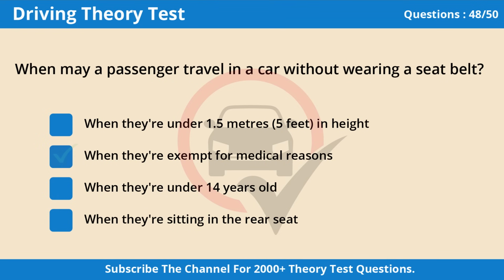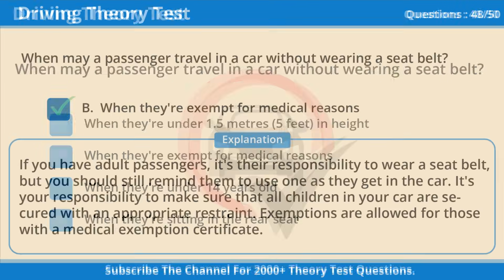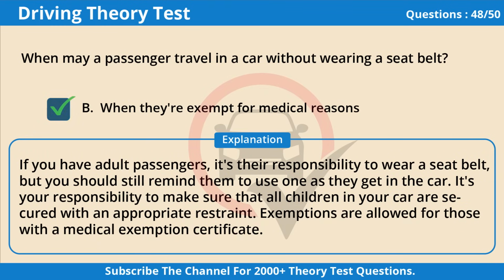B. When they're exempt for medical reasons. If you have adult passengers, it's their responsibility to wear a seat belt, but you should still remind them to use one as they get in the car. It's your responsibility to make sure that all children in your car are secured with an appropriate restraint. Exemptions are allowed for those with a medical exemption certificate.